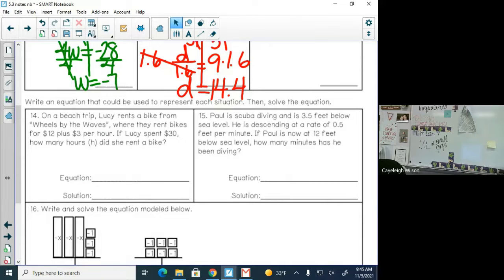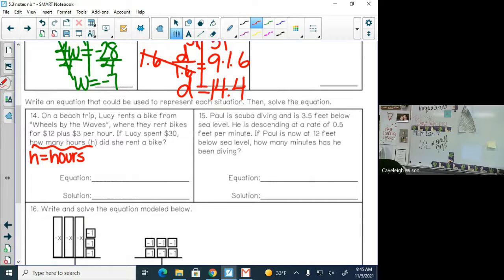Okay? So on number 14, on a beach trip, Lucy rents a bike from Wheels by Waves, where they rent bikes for $12 plus $3 per hour. If Lucy spent $30, how many hours did she rent a bike? Go to the question. How many what? Hours. So you will always see me do this. And I'll say H is hours or P is hours. I don't care what variable you use. That's the first thing I will do, no matter how easy or hard the word problem is.